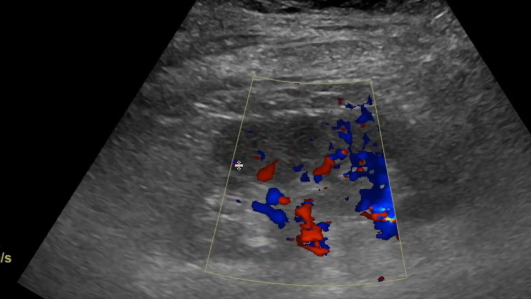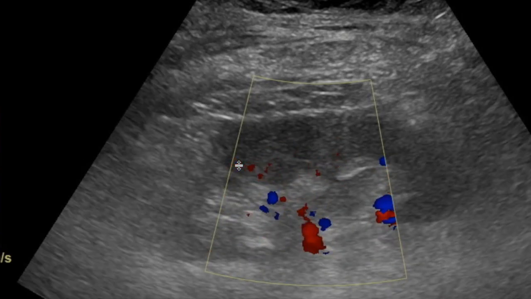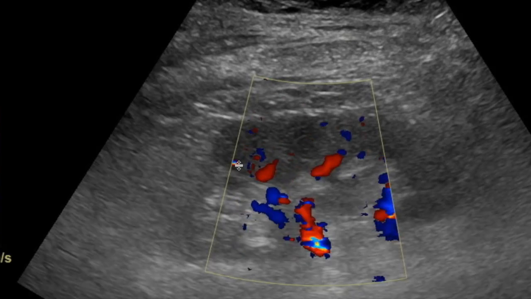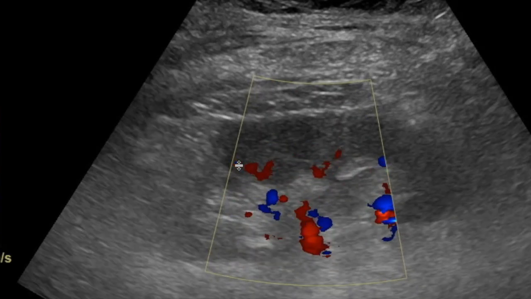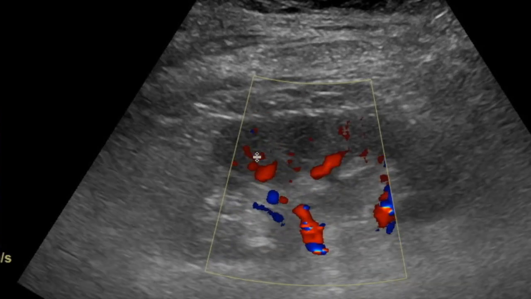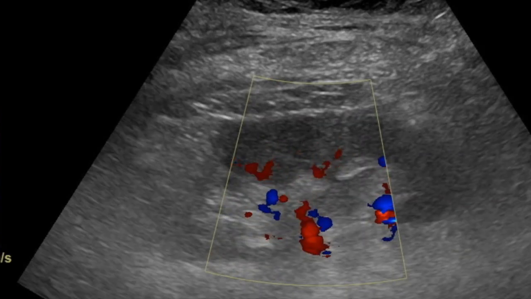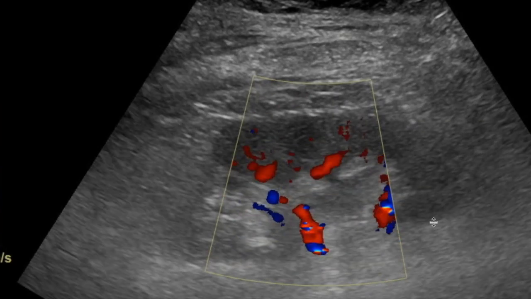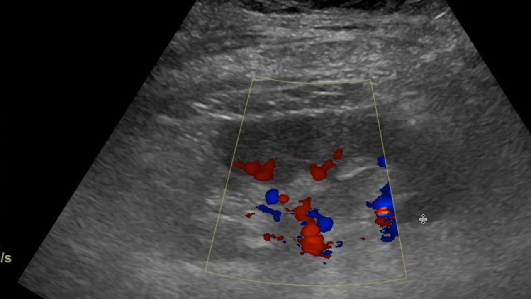And so our differential for this could be just a low perfusion state, such as acute tubular injury. But the other thing that we have to consider as well is, does this patient have acute cortical necrosis, which can be seen in the immediate postoperative situation. And so one of the ways you can actually try to elucidate between these two is to use contrast-enhanced ultrasound.